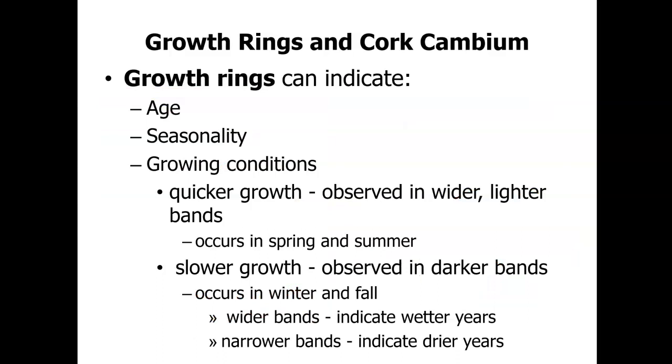Growth rings can be looked at and they can help indicate things such as age, seasonality, and growing conditions. So for example, if you have quicker growth, you're going to observe a wider, lighter band. These occur in the spring and the summer. If it's slower growth, this is going to show darker bands, and these occur in the winter and the fall. Wider bands are going to indicate wetter years, and narrower bands are going to indicate the drier years.